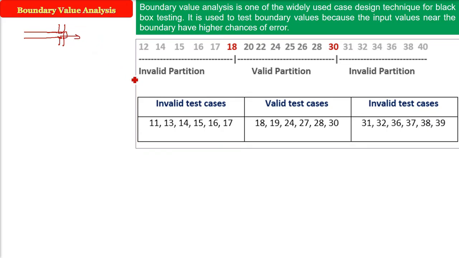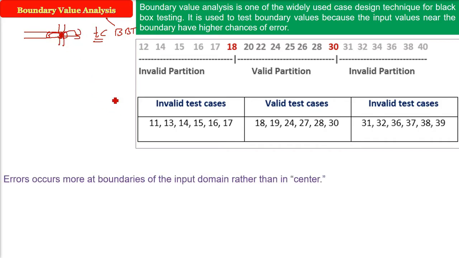Similarly, most of the time in coding, the boundary values create problems. So boundary value analysis is one of the widely used test case design techniques for black box testing. It is used to test boundary values because input values near the boundary have a higher probability of error.